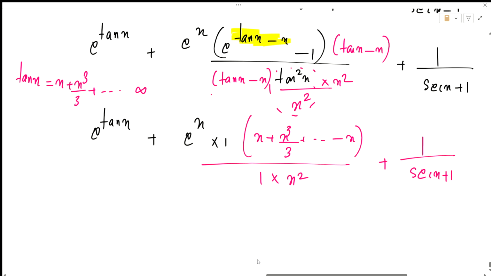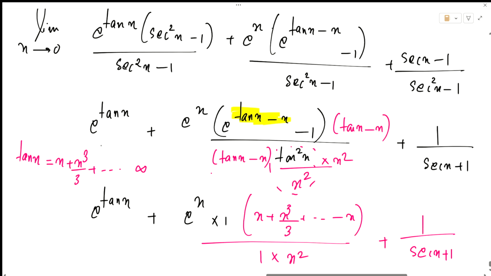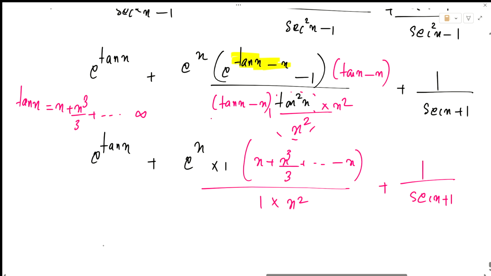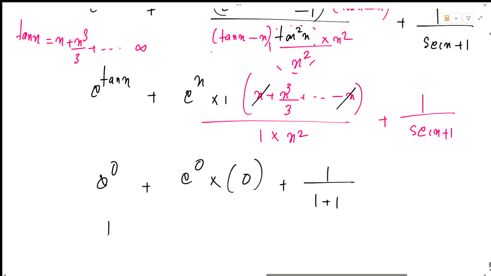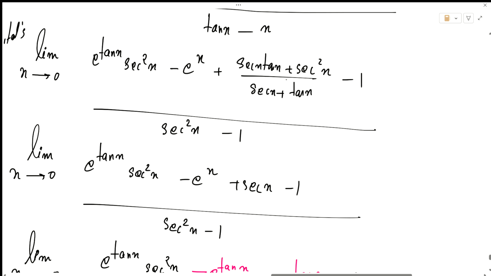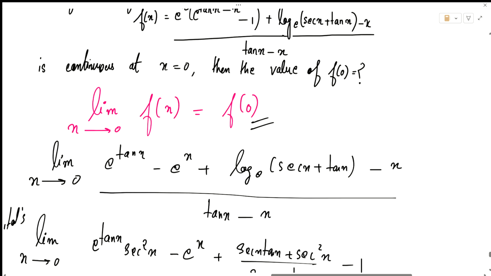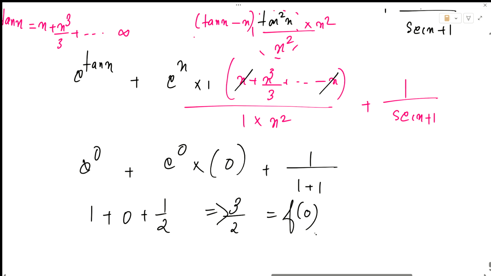So finally we get what? This is the limit as x tends to 0. So e to the power 10 times 0 is e to the power 0. Over here x and minus x cancel out. X cube by x square will give you simply x, which is 0 because x is tending to 0. And over there plus sec 0 is 1, so 1 plus 1. So finally we get 1 plus 0 plus half, so 3 by 2, that is the value of f of 0 that we wrote initially. So f of 0 is equal to 3 by 2. Thank you.